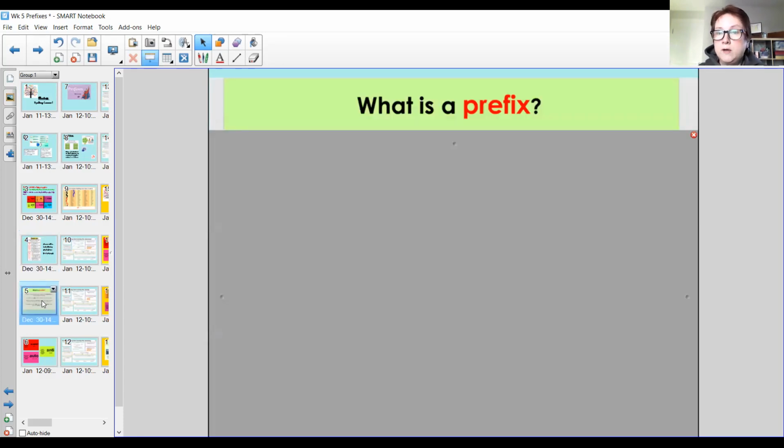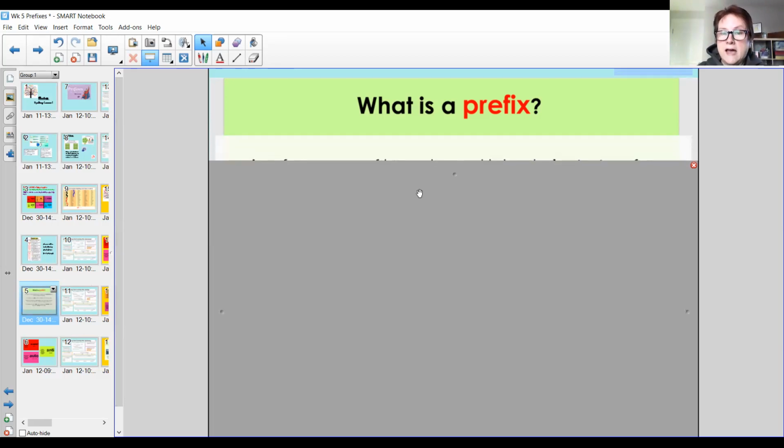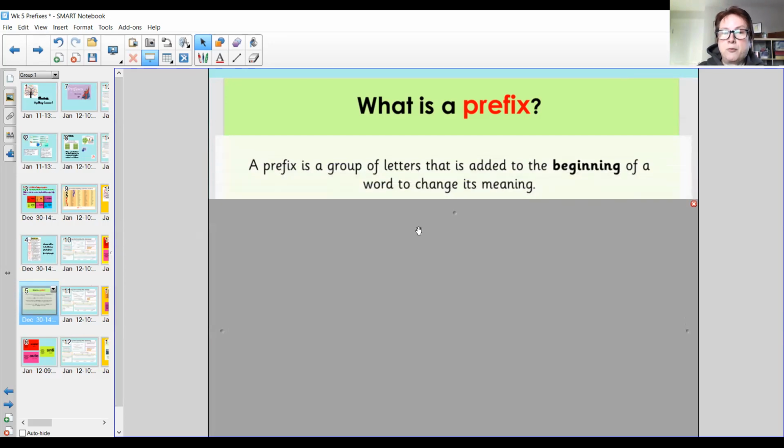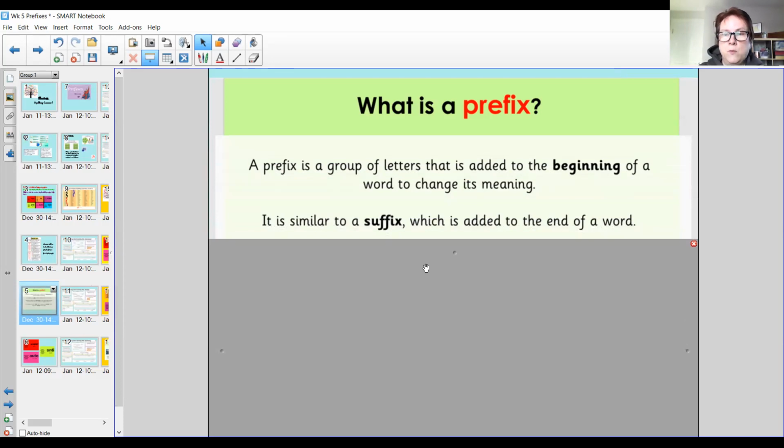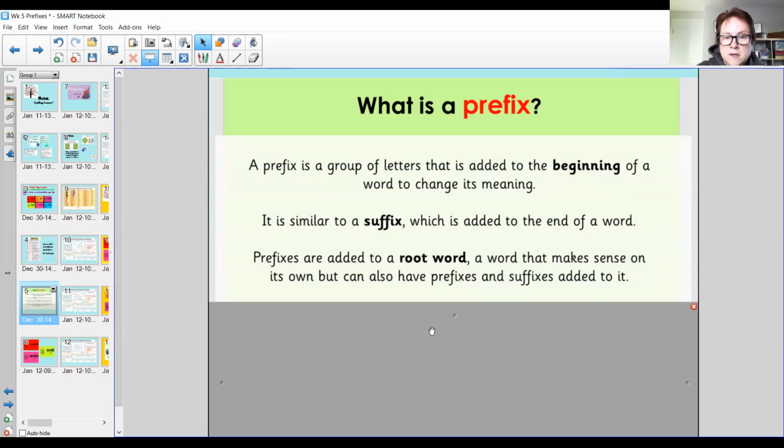So again, we're looking at prefixes. So what is a prefix? Who can tell me what a prefix is? Hopefully some of you are calling out at your screen. A prefix is a group of letters that is added to the beginning of the word to change its meaning. What's it called when we add it at the end? A suffix. So when we add something at the end, that is a suffix.